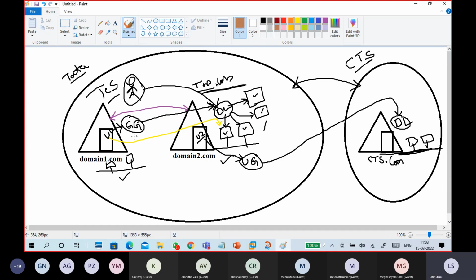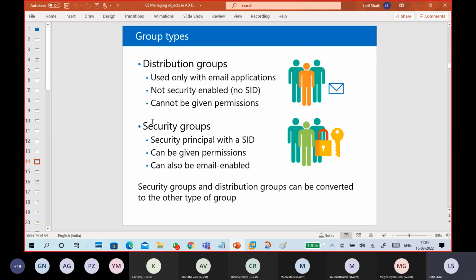So I need different colors here. Yeah, this is good. So this GG belongs to domain one. DL belongs to domain two. This DL belongs to CTS.com. So a domain local group belongs to my domain only, the current domain. A global group belongs to the other domain, where the user is located. That's the nearest location I've written. Don't worry about it.